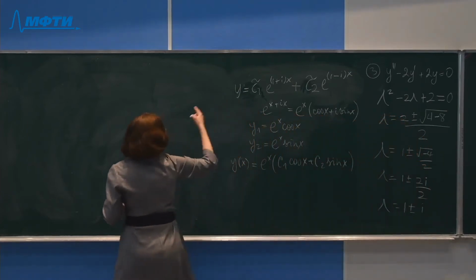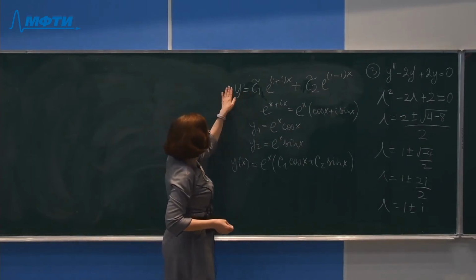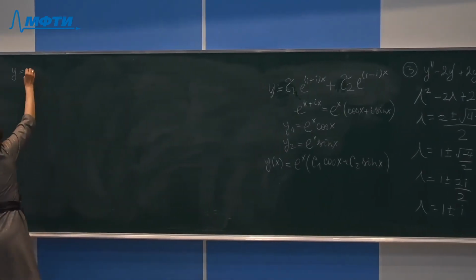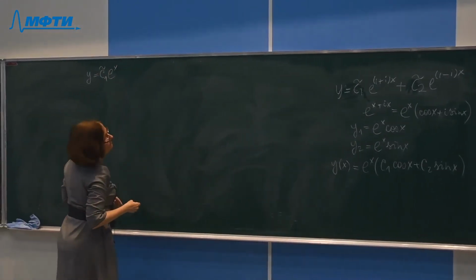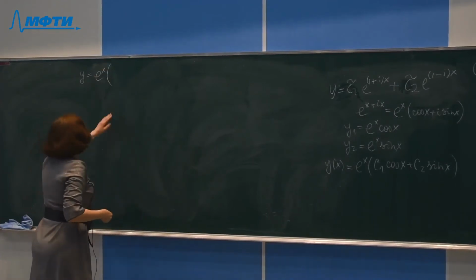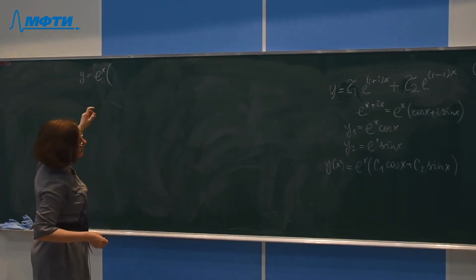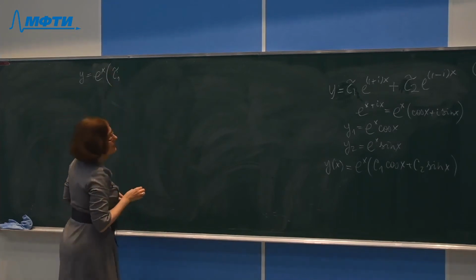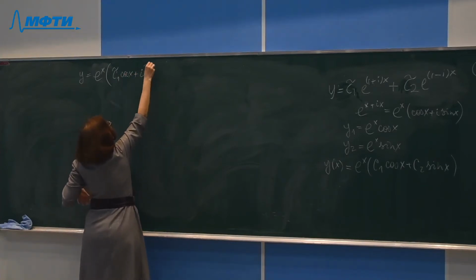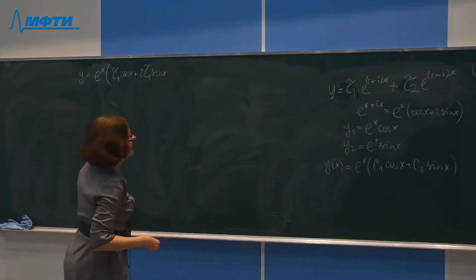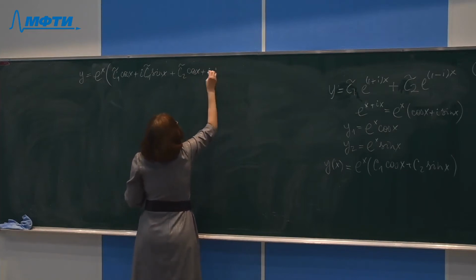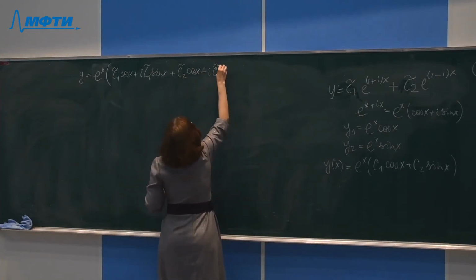So let's rewrite this solution using this formula, and we will get the following: y equals C1 tilde e to x. Okay, e to x is a common factor, and I will move it on the left. So C1 tilde times cos x plus i C1 tilde times sin x. Next, plus C2 tilde cos x plus, so minus i C2 tilde sin x.